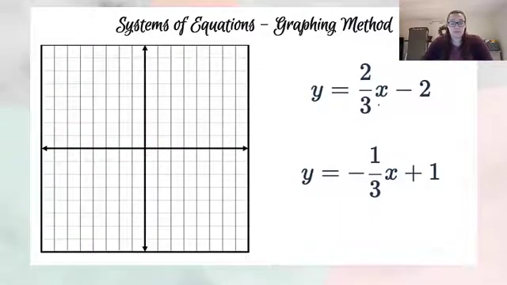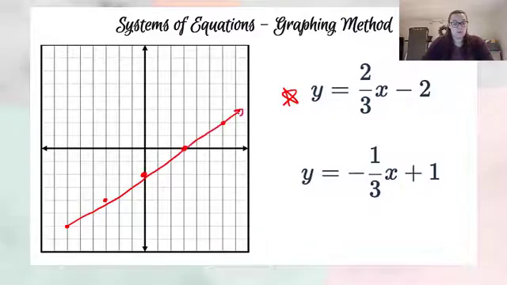This one, let's see what happens if I start with a negative 2 for my y-intercept, rise 2, run 3, rise 2, run 3, or drop 2, left 3, drop 2, left 3. That works as well. So there's my first line.